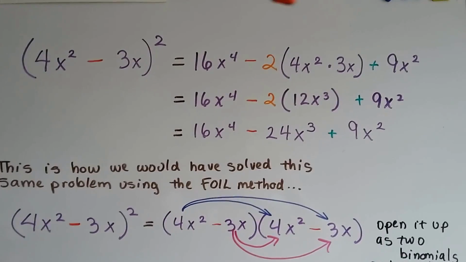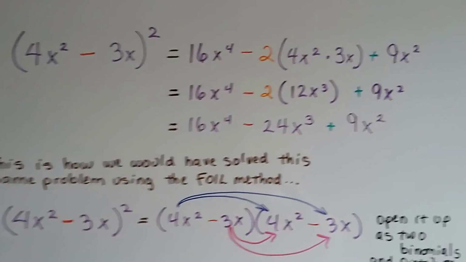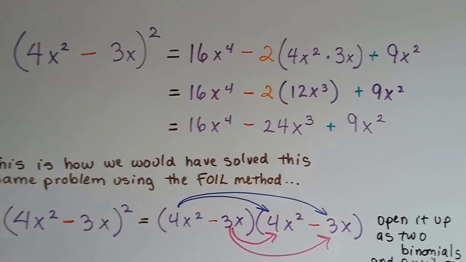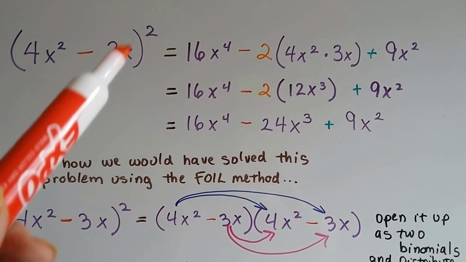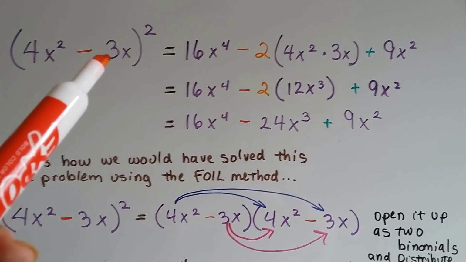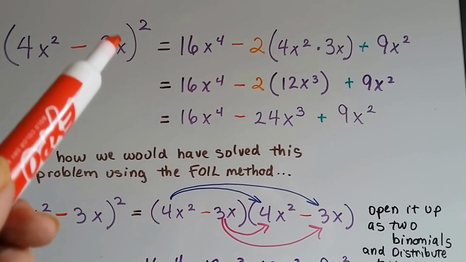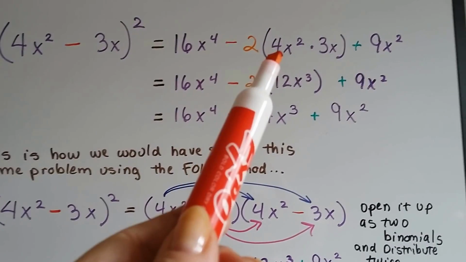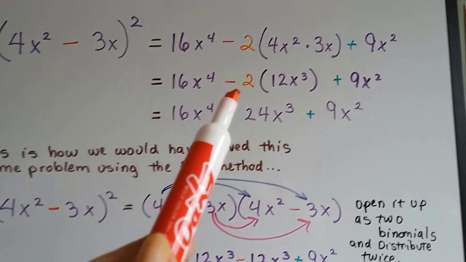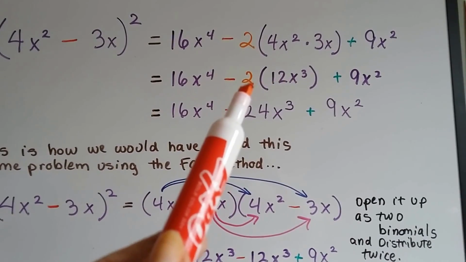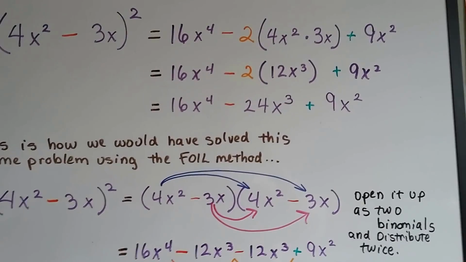Now we need to put the subtraction sign, and then we're going to multiply twice the product of the two terms. So the product of these two would be 4 times 3 is 12, and then we got an x to the 2nd power and an x to the 1st power, don't we? So that would be 12x to the 3rd power, and we've got to multiply that by a negative 2. That's going to give us a negative 24x to the 3rd power, isn't it?